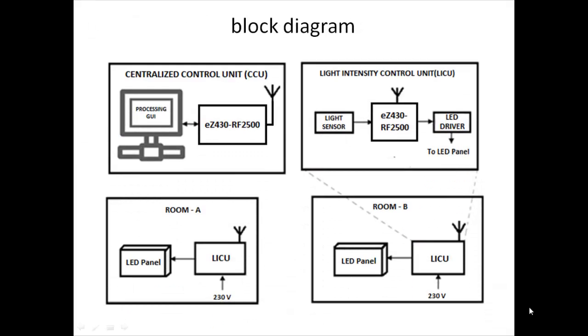Here is the block diagram of our project. In it, there are two main units, CCU and LICU. From the CCU, the light intensity for different rooms is transmitted wirelessly. LICU is installed at each and every room.